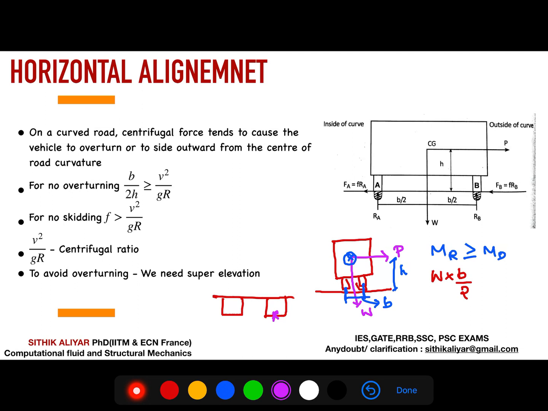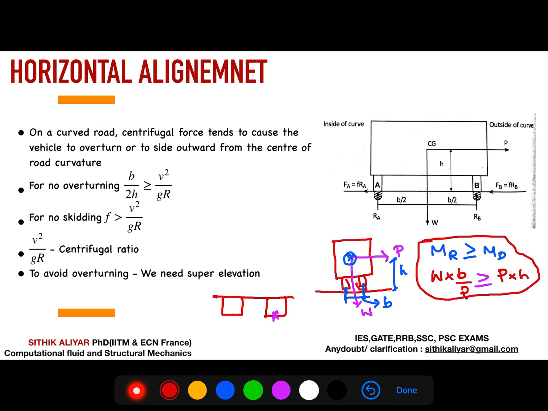So the force into distance is what I am going to resist, with respect to my weight into that distance. It should be greater than or equal to who is driving, who is making you fall, which is nothing but the centrifugal force into its height. Okay, so this is the formula you should know. Please note this down. I have to erase, or you can pause the video and come back.